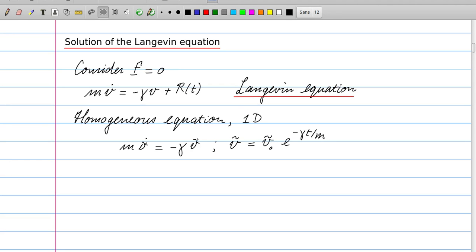The Langevin equation is a differential equation in v, and it's a homogeneous equation in one dimension, and therefore we can first try to solve the homogeneous solution. So we take r equal to 0, and then we are left with this equation, and that gives us the homogeneous solution. v wiggle is v wiggle 0 times e to the power minus gamma t over m. So this is the homogeneous solution.